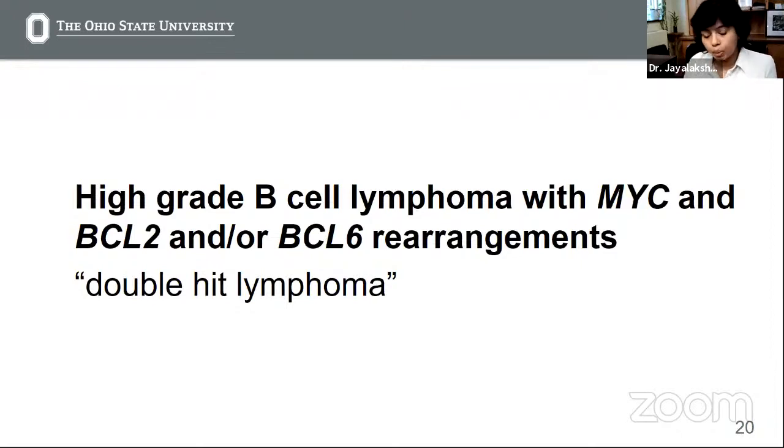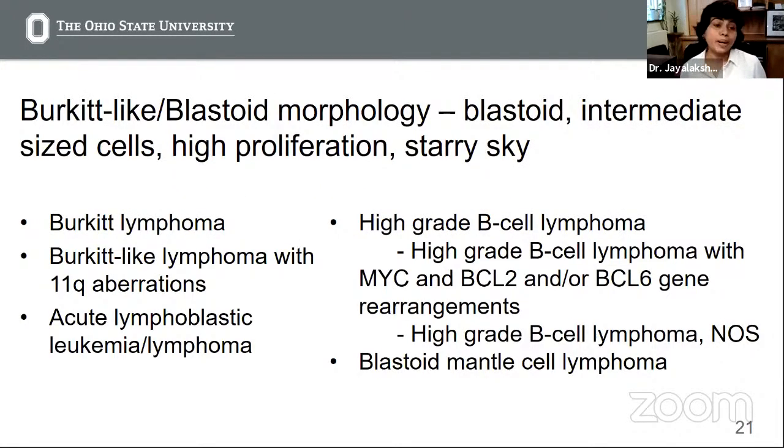So think about that Burkitt-like morphology. When we look at Burkitt-like or blastoid morphology, right? Like blastoid, fine chromatin, small to intermediate size cells, scant cytoplasm, very young looking cells, with high proliferation rates and a starry sky pattern, we need to consider entities like Burkitt lymphoma, Burkitt-like lymphoma with 11q aberrations, which is a provisional entity in the current WHO classification. Of course, acute lymphoblastic leukemia/lymphoma, then high-grade B-cell lymphoma subtypes, which are high-grade B-cell lymphoma with double or triple hit, and the high-grade B-cell lymphoma not otherwise specified. But we need to consider blastoid mantle cell lymphoma as well when we see this blastoid or intermediate morphology.